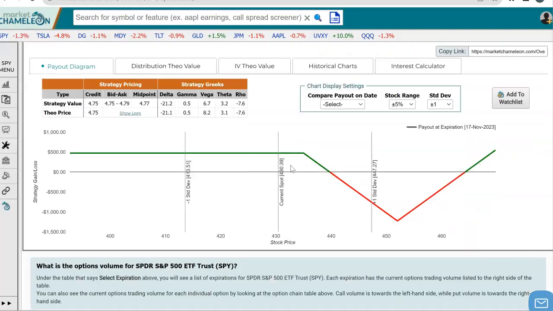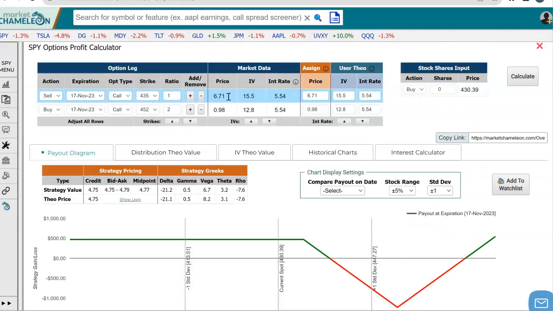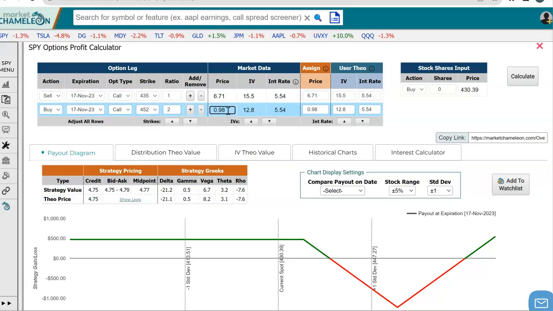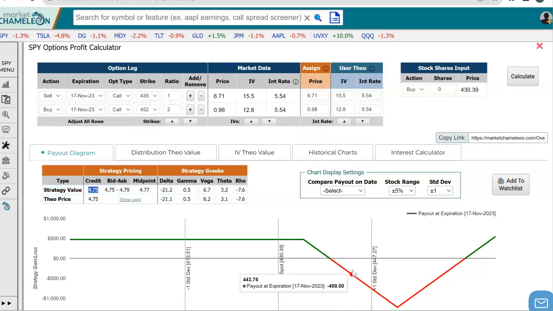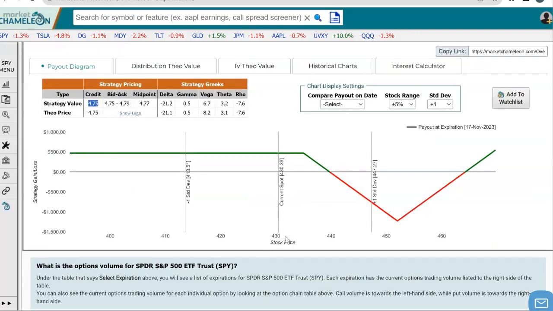And let's calculate this and look at the payout diagram, what this would look like at expiration. And as you can see here, that this initial spread we collect $4.75, right? Because we sell this call for $6.71. We buy two of these for 98 cents. So you can see here we get a $4.75 credit.